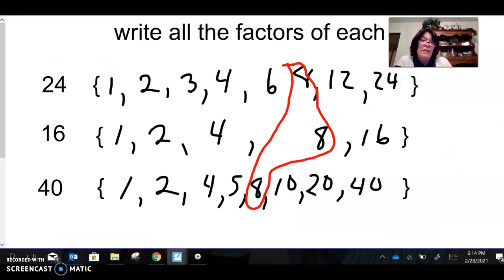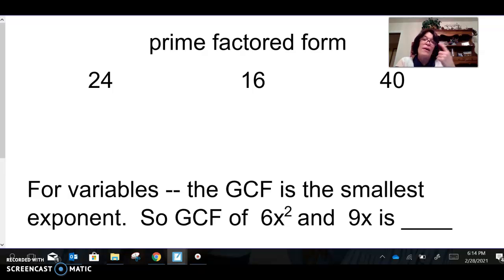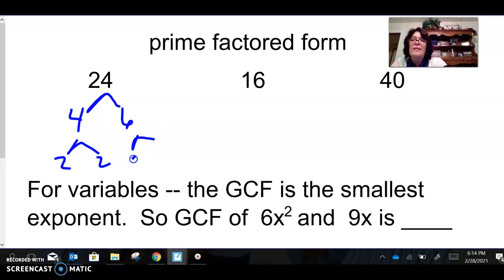Now, there's different ways. I can list them like this. I could have also found the prime factorization. I don't know if you remember this, but there's only one unique way to write the prime factorization. 24, I know is, I'm just going to start with 4 times 6. 4 is 2 times 2, and 6 is 2 times 3. So the prime factorization of this, because I can't take 2 any further, I'm not going to write 2 times 1. Okay, once you get that far, you're done. I have 2 times 2 times 2 times 3. So that's 2 cubed times 3.